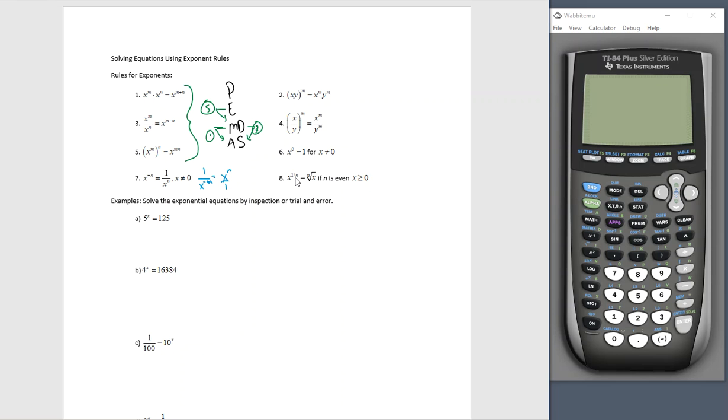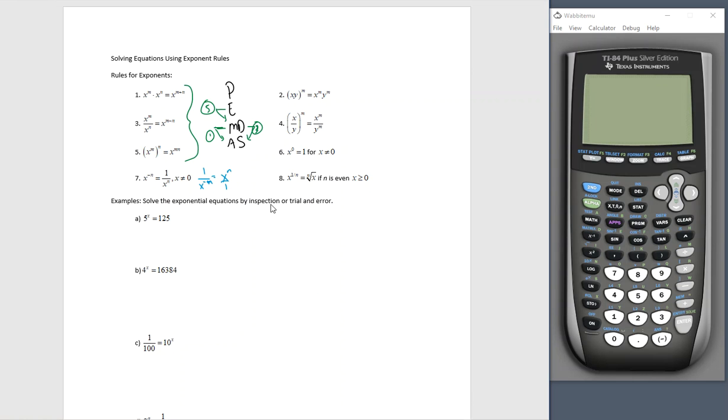X to the 1 over n, a rational exponent. That n denominator becomes the index of the radical. And if n is even, that x value does have to be non-negative. So it doesn't have to be positive; it could be 0. Okay, so let's solve some problems.